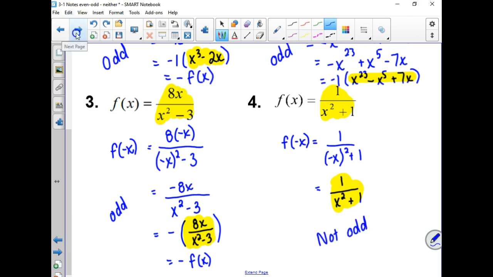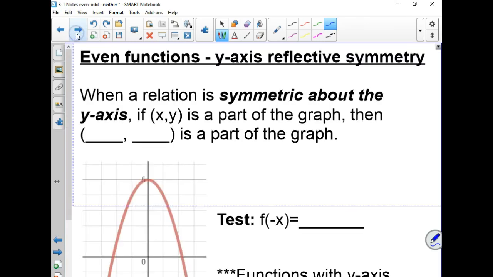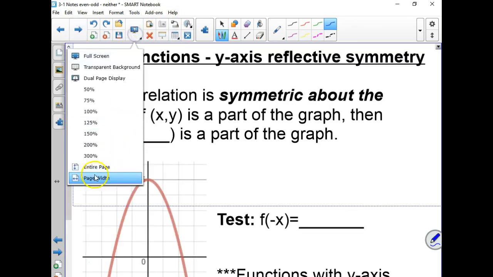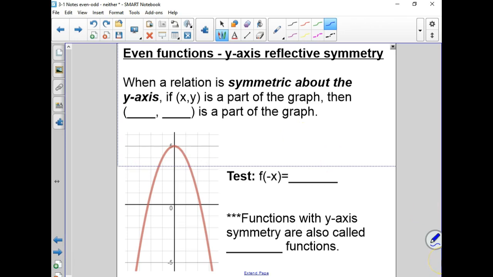Okay? Let's also talk about even functions. So let me adjust the view back here. Even functions have what we call y-axis reflective symmetry. We've worked with it a lot. It's a lot easier to picture. But for our coordinates, when a relation is symmetric about the y-axis, if x, y is part of the graph, then we will have negative x, y also as part of the graph.